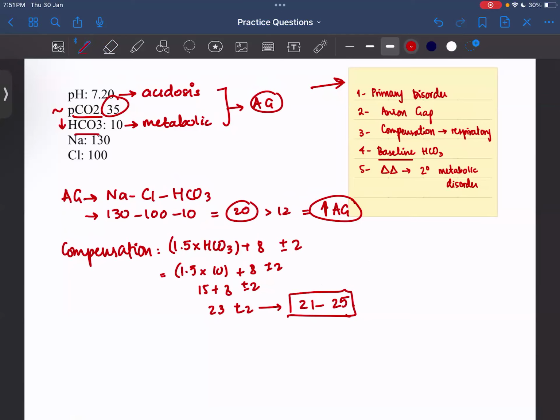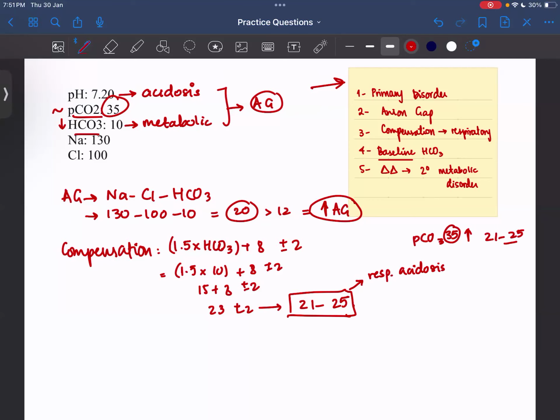So we're going to calculate our baseline bicarb because now that we know there are two separate disorders, we want to know, was there something going on before this entire thing even started? Which means that before you got your metabolic acidosis, alongside this would be respiratory acidosis. And why is this respiratory acidosis? Because our PCO2 is 35.